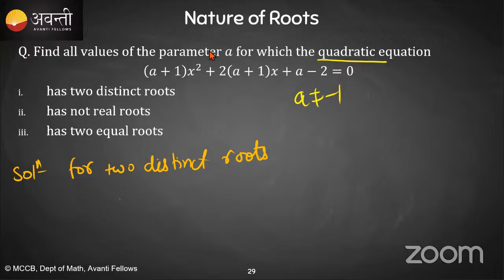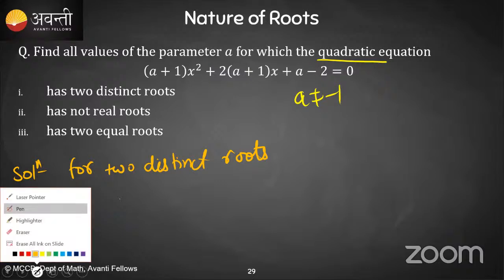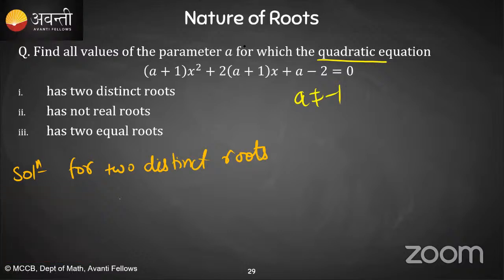No, Piyush. See, the question is clearly saying two distinct roots. It is not saying two real and distinct roots. It is just saying two distinct roots, right? So as long as your D is not 0, then it will satisfy the first condition.